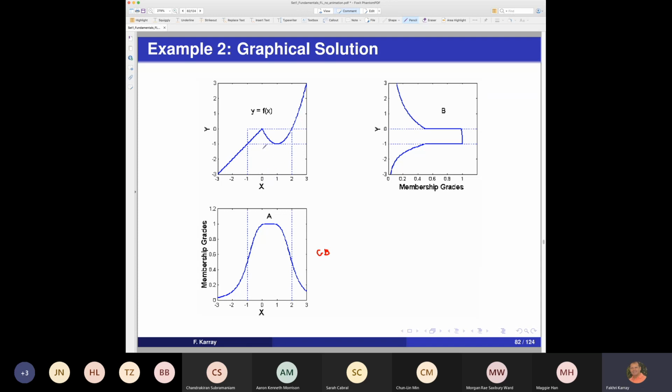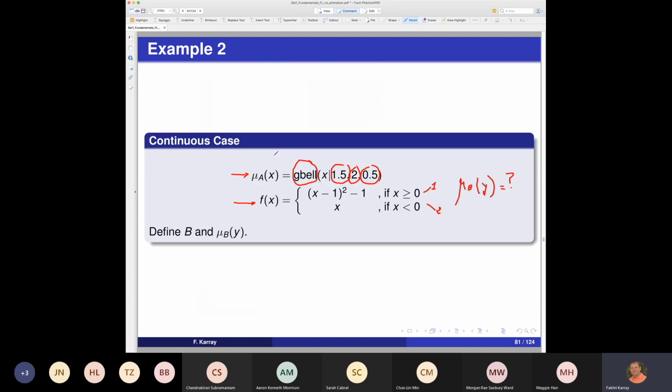Why are we putting -3 and 3 here? Because these are the values between -3 and 3 for this particular function. That is where we are defining this mapping. For values that are strictly less than 0, we have the function given by a constant slope, which is given by x.